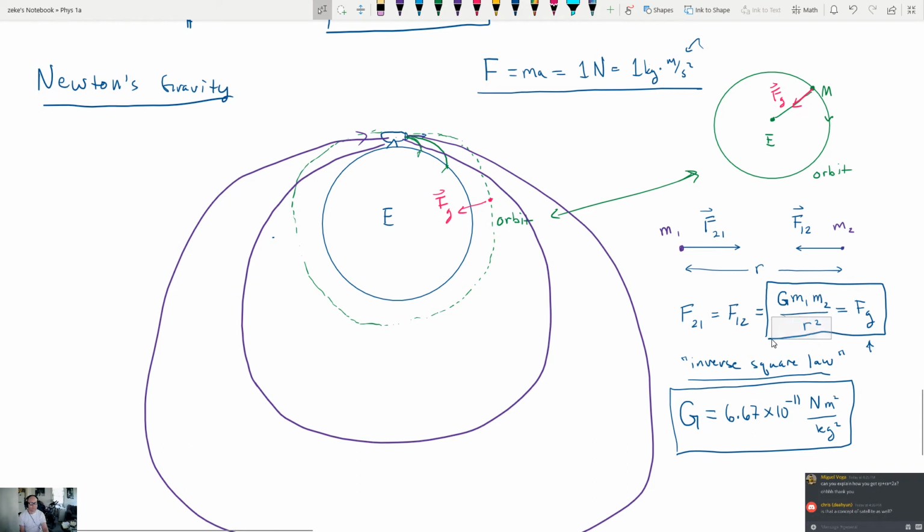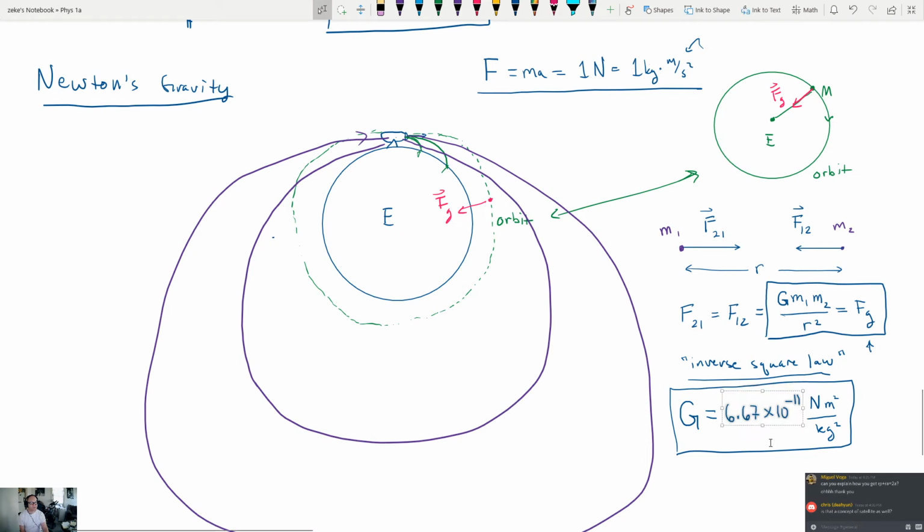It falls off as the inverse square of the distance between the objects. That's why we call it an inverse square law. And it's proportional to the masses of the objects. Now, Newton didn't actually know this quantity right here. So Newton predicted the value of this quantity. He got it pretty close.